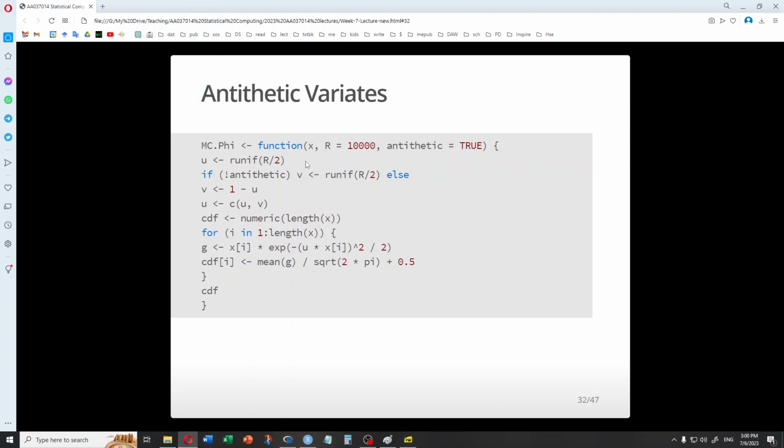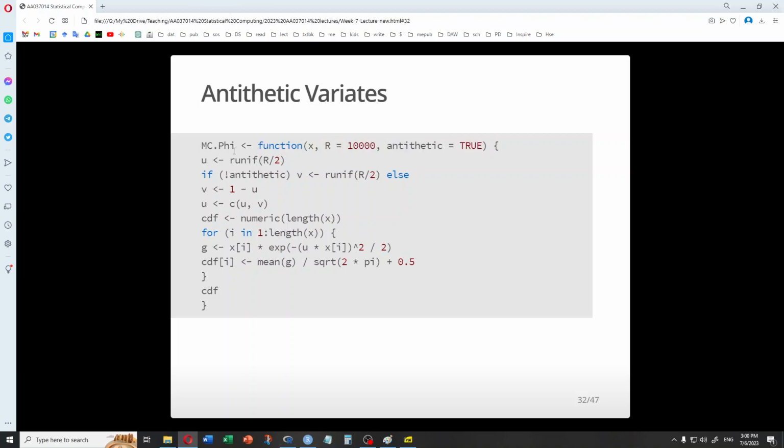Alright, so MC phi is a function of several parameters. The first one is x. Once we define what x is, it will straight away compute. Then R we set to be 10,000, and antithetic is equal to TRUE. At some point we want to use the antithetic, and at another point we don't, so by default antithetic is equal to TRUE.